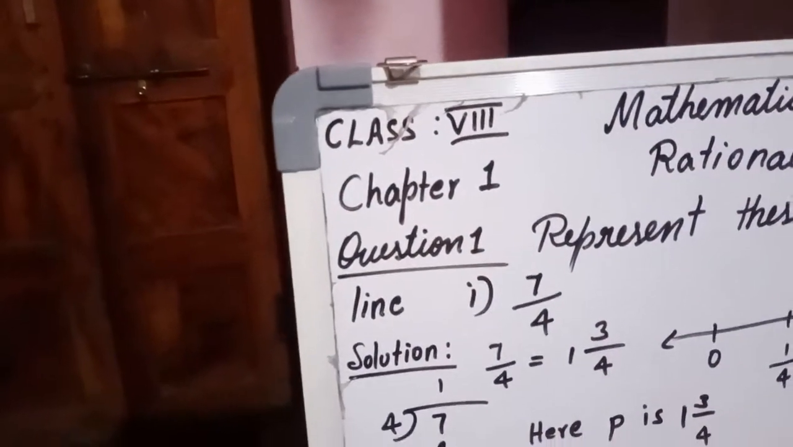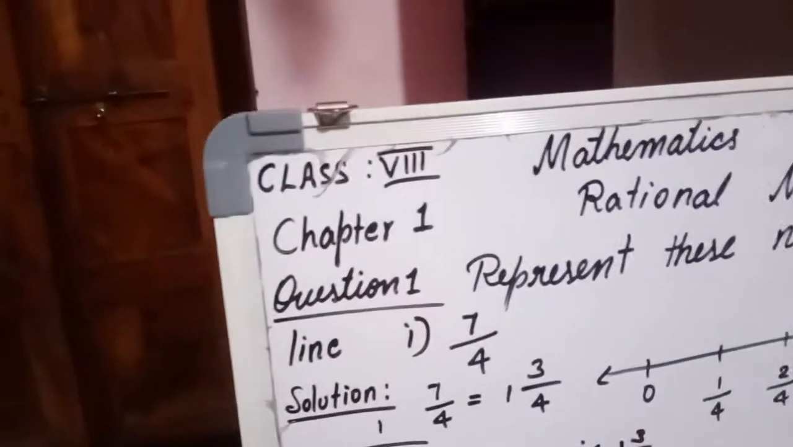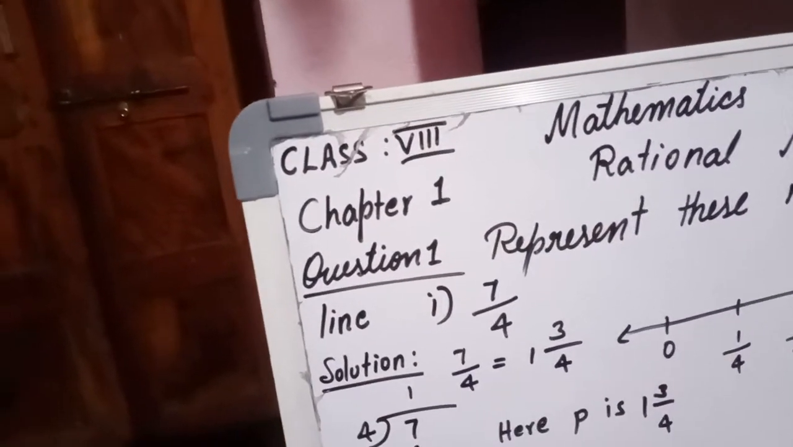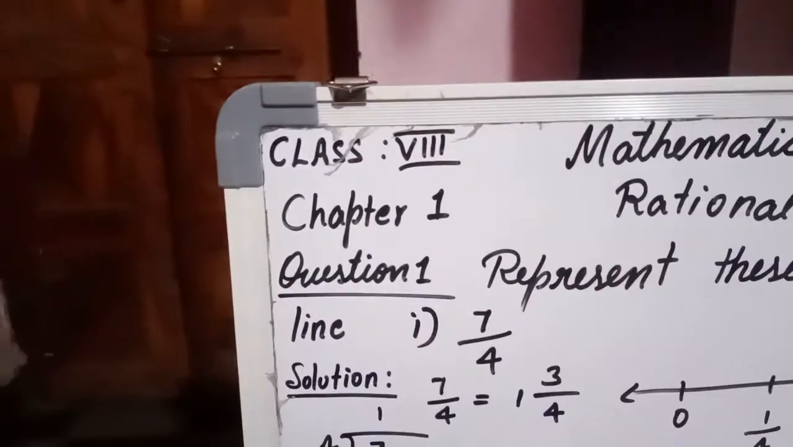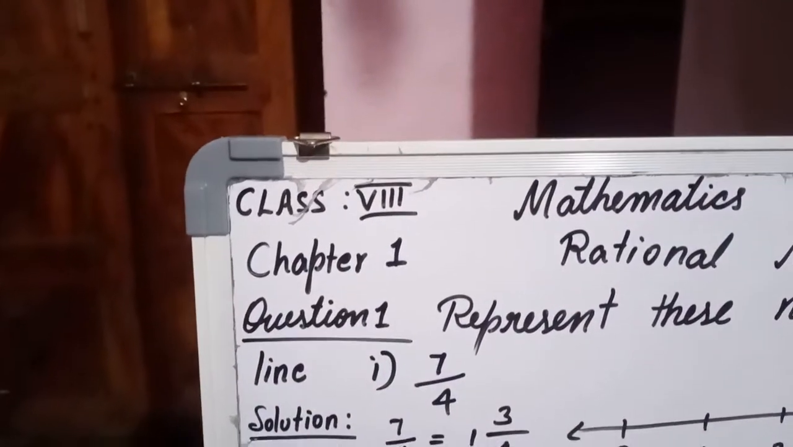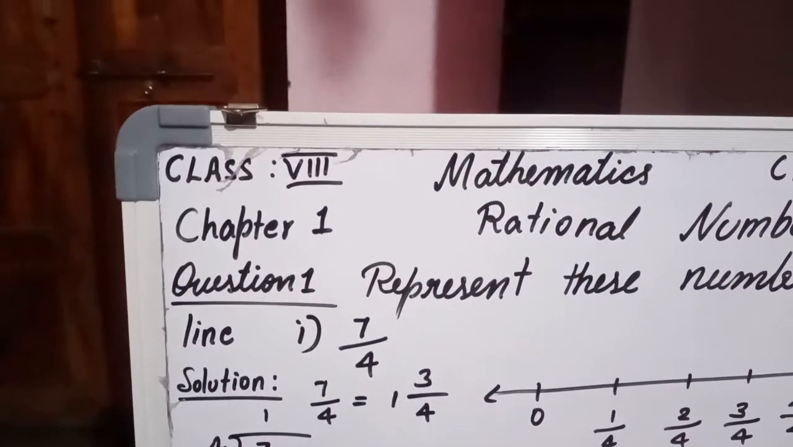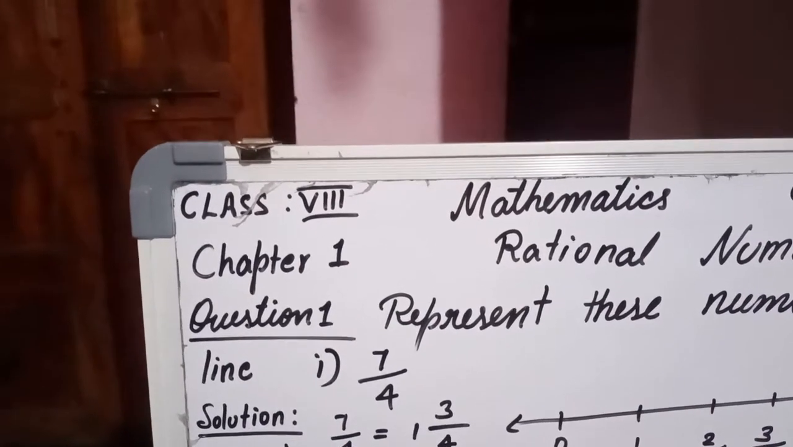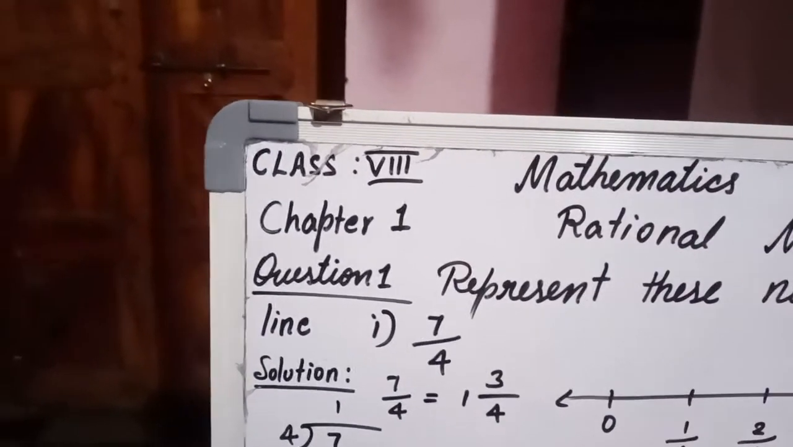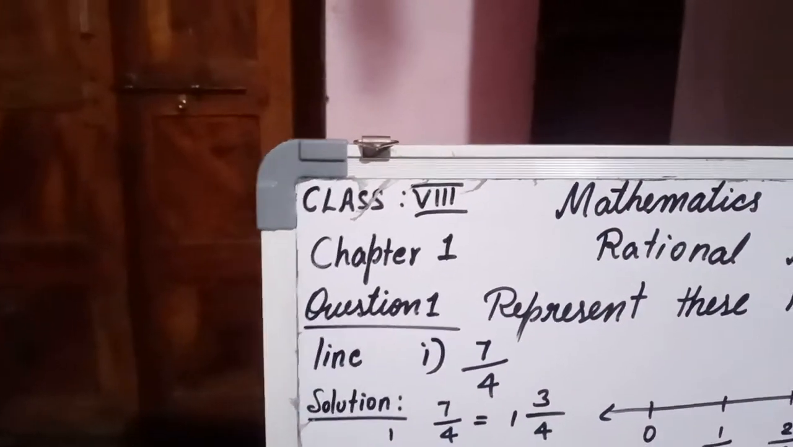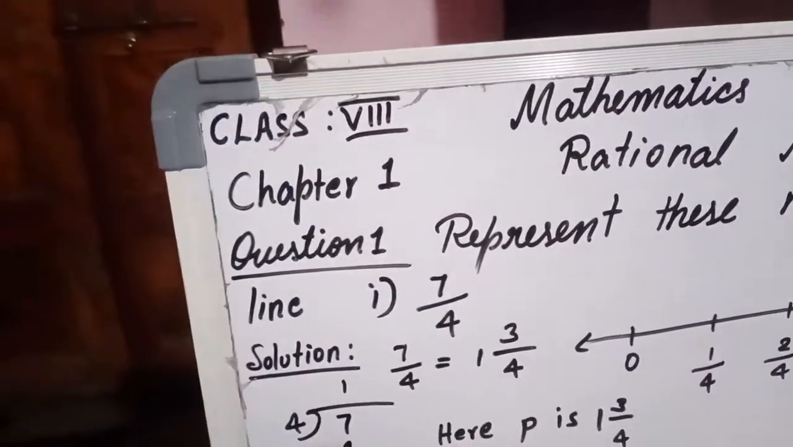Simple division. This number is 7 by 4. 4 divided into 7. 4 ones are 4 and 3 is the remainder. So what we can do, the remainder will become the numerator, the quotient will become the whole number, and the denominator never changes, that is the divisor. So we are getting 1 3 by 4. Now by seeing this mixed fraction you can understand that it is a combination of one whole number and a part, 3 by 4.